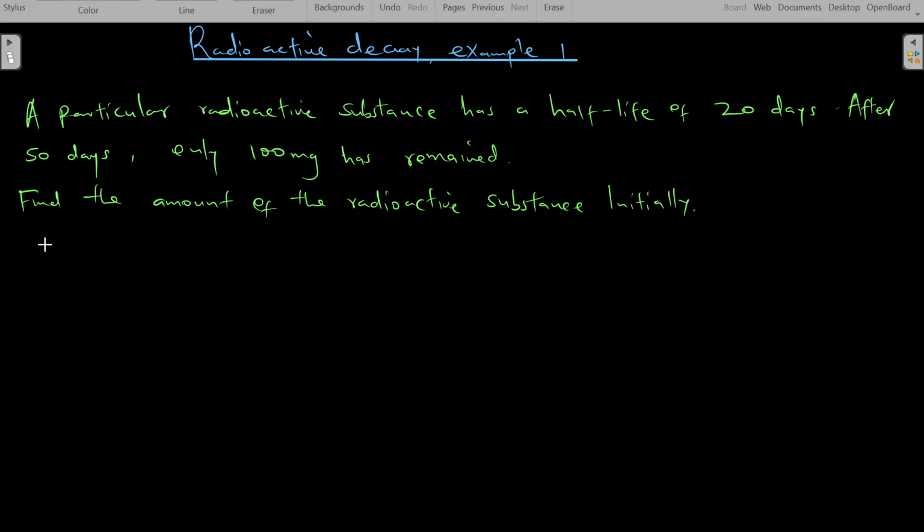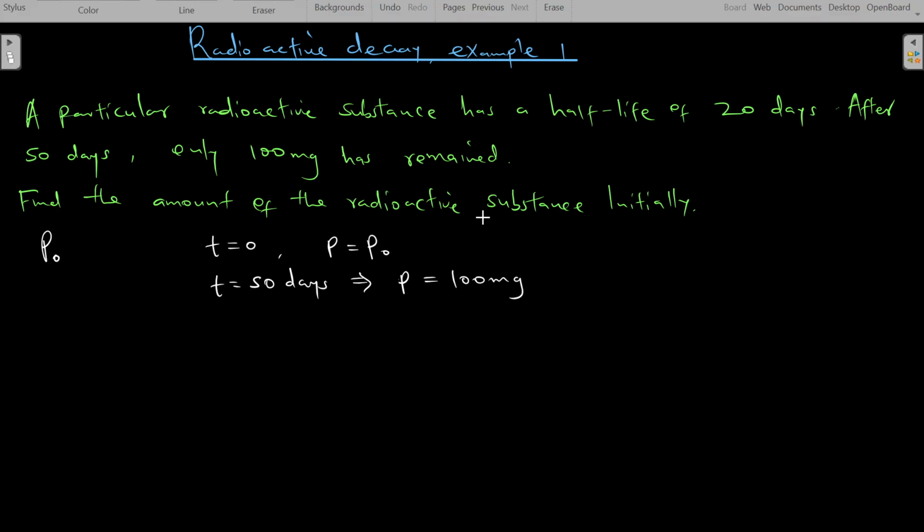So we should find P of 0. Okay, so we will mention what we have. The general knowledge is that when the time is 0, we have this condition where the amount of the radioactive substance equals the initial amount of the radioactive substance. Then after time has elapsed, after 50 days, we should expect the amount of this radioactive substance to equal 100 milligrams.